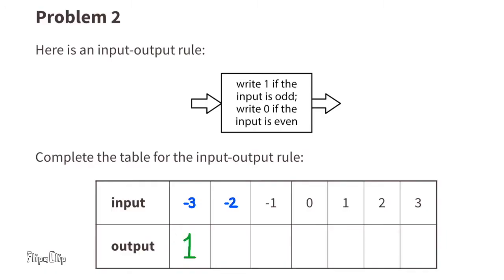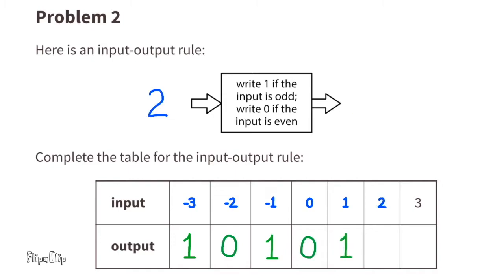When the input is -2, that's even. So we're going to write 0 for the output. When the input is -1, that's odd. I'll write 1 for the output. When the input is 0, the output is 0. When the input is +1, that's odd. I'll write 1 for the output.